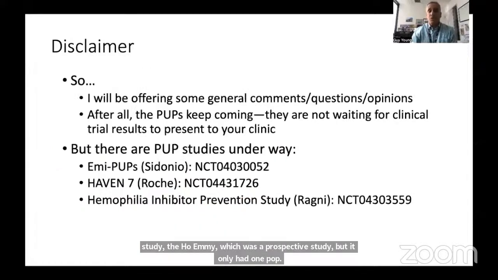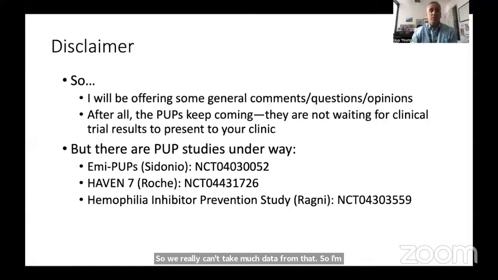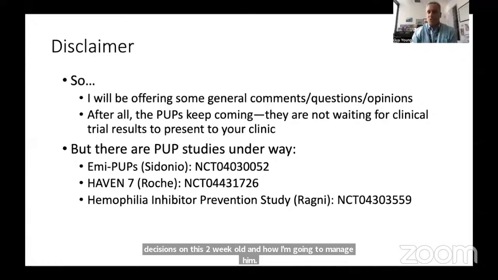So I'm going to offer you just generally my comments, questions, opinions, because the pups keep coming. I just got a new pup 2 weeks ago, and I had to make some decisions on this 2-week-old and how I'm going to manage him. So in spite of the fact that we don't have data, we still have to make decisions.